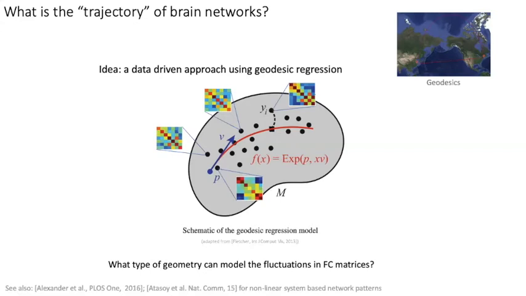A geodesic is a generalization of a straight line in curved space. For example, this shows the geodesic between a place in China and Boston. It really is a great arc between the two points.